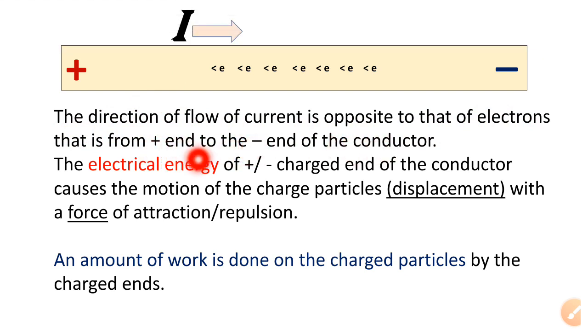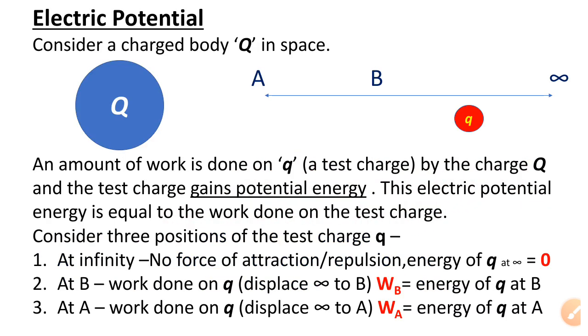Now we are going to know about the electrical energy. Here the electrical energy of a positive or negative charge. This positive charge has an electrical energy, that's why it is pulling the electron. Correct? So this causes a movement of electrons, so that means it has some potential energy. So the electrical energy of the positively or negatively charged end of the conductor causes the motion of the charged particles inside the conductor. And if this causes motion, that means there is a displacement, with a force of attraction.